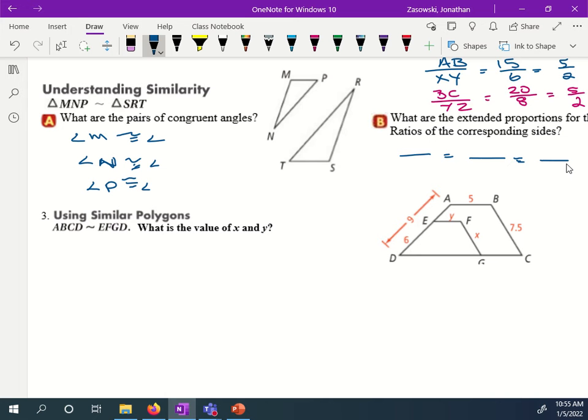You guys are currently filling in A and B here. And see if you can do number 3. You can try 3. So for question B, remember, you're filling in what over what equals what over what equals what over what here. Okay?